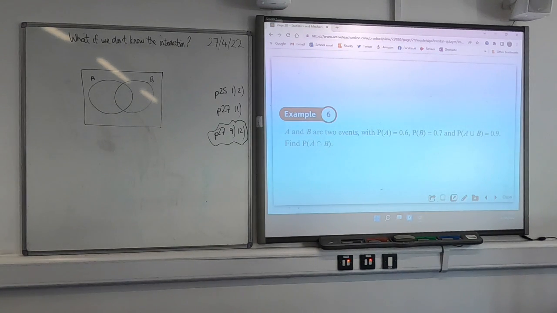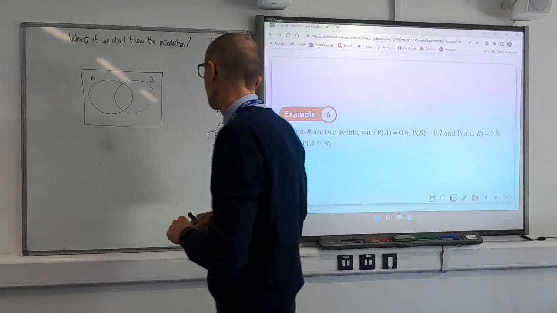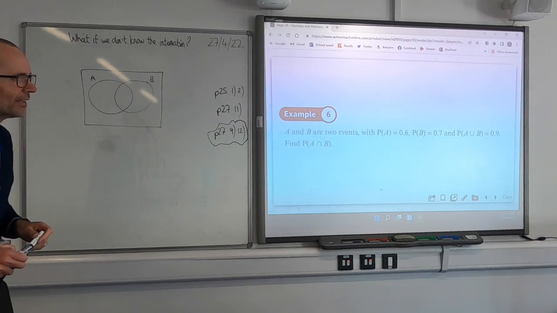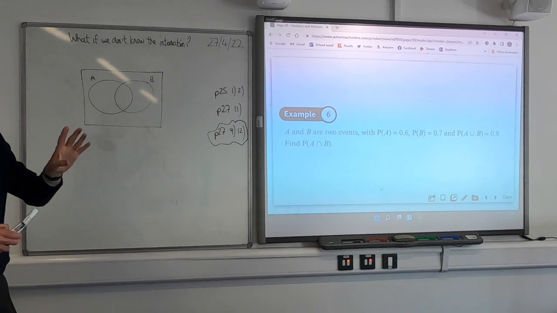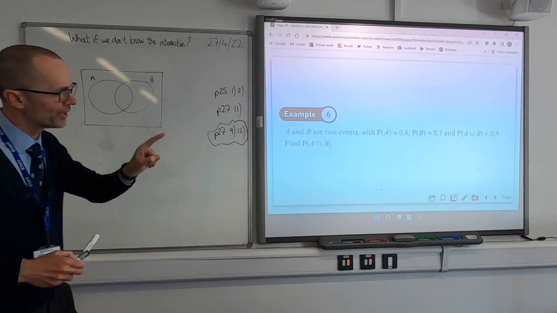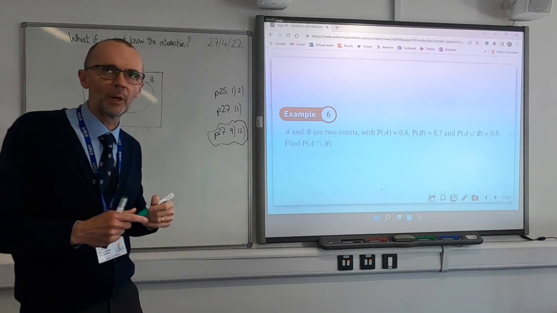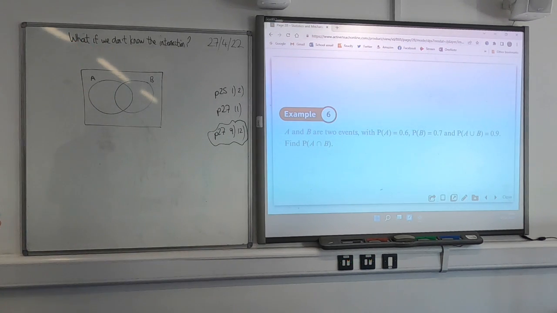However, I'm hoping that some of you would be able to use a common sense approach to work it out. Because together, 0.6 and 0.7 make 1.3, but actually we're told that together they're 0.9. So I'm hoping you'll be able to work out what that means the intersection has to be. But let's imagine you don't.